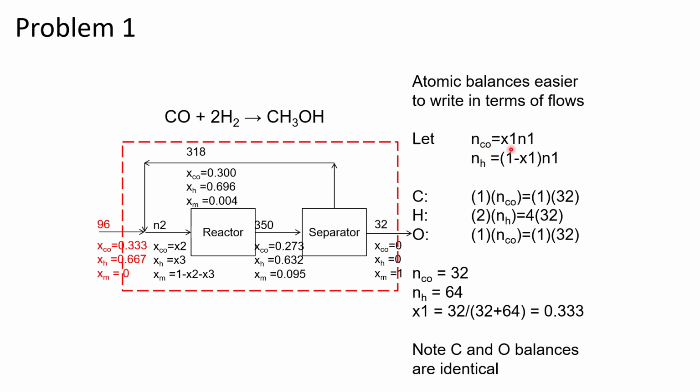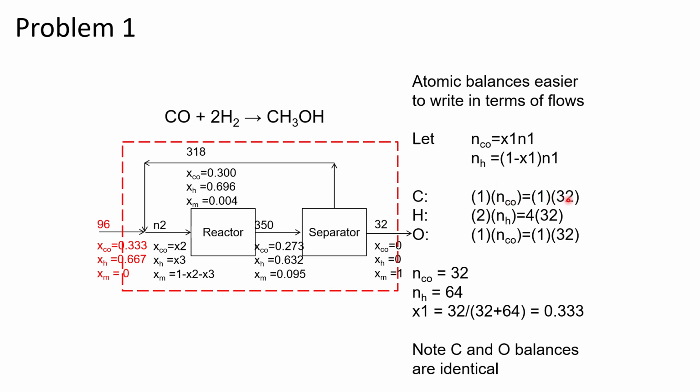That's going to be equal to X1 times N1. And we'll let the flow rate of hydrogen be represented by the variable N sub H, which is 1 minus X1 times N1. If we look at our control volume here, we're going to say all the moles of carbon atoms that enter are going to be equal to the moles of carbon that exit. So we have CO that enters, so for the moles of CO molecules that enter, we multiply by 1 carbon per molecule to get the moles of carbon that enter.